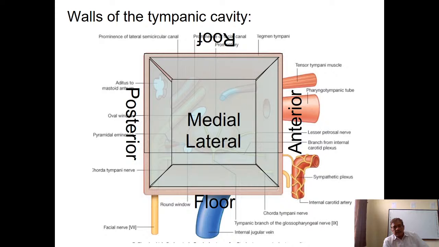The floor of the middle ear cavity is separated from the jugular bulb. You have the internal jugular vein. If you trace the internal jugular vein upwards, just at the floor of the cavity, it forms a bulb-like thing, which is called the jugular bulb. And this jugular bulb further continues.